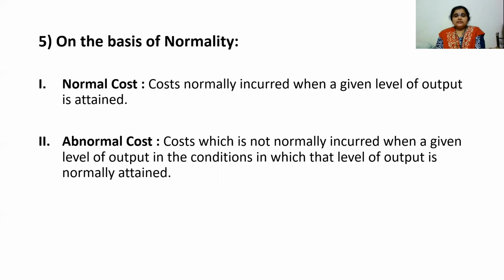Then another classification is mainly based on normality. On the basis of normality, it is classified as normal cost and abnormal cost. Here, normal cost is incurred for attaining the normal output. That is what we call normal cost, whereas abnormal cost is incurred for special circumstances. It is not a routine cost. That which is not a routine cost is called an abnormal cost, and that which is a routine cost is called a normal cost.